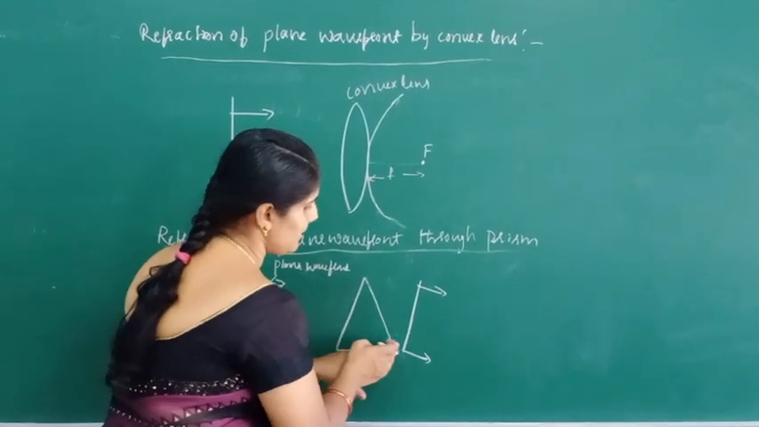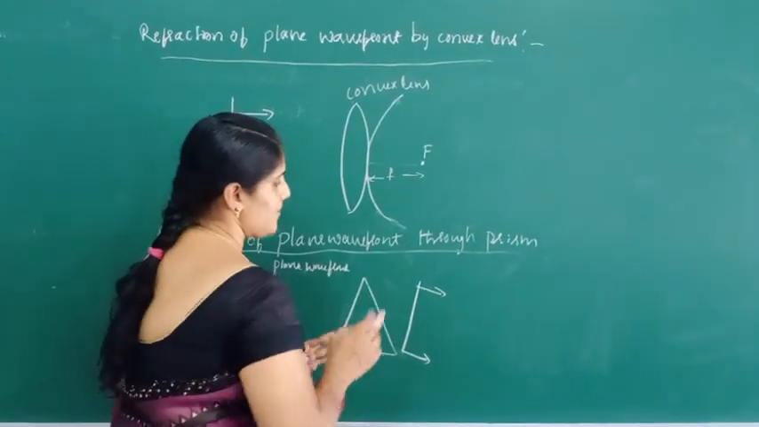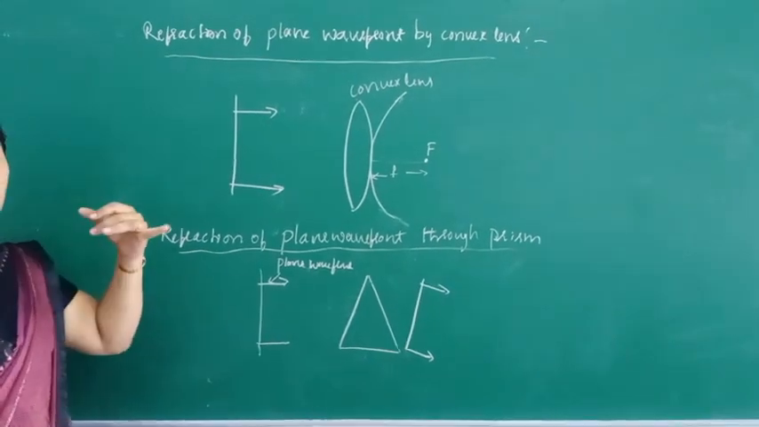Like this, it travels a little less. So you will get again the plane wavefront, but it is tilted. So it will get twisted. Okay. So what type of wavefront is obtained?